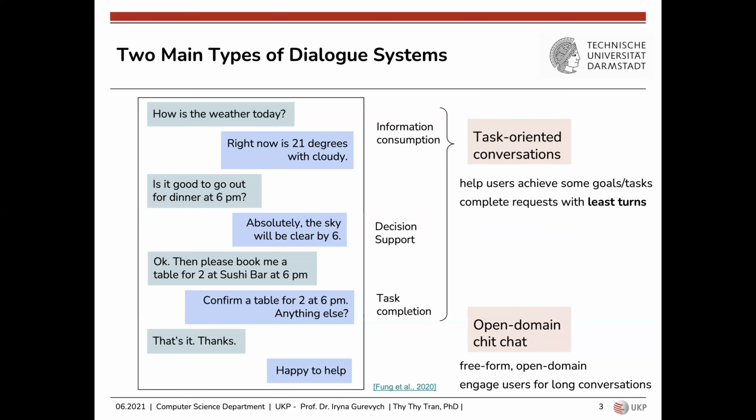Differently, open domain chit-chat aims for free-form conversations and unbound topics. Open domain chatbots are expected to engage users for long conversations. The openness of possible conversational topics makes it challenging to build an open domain conversational agent, as the agent may do well on the topics that have been seen during training, but cannot give a good conversation about unseen topics.